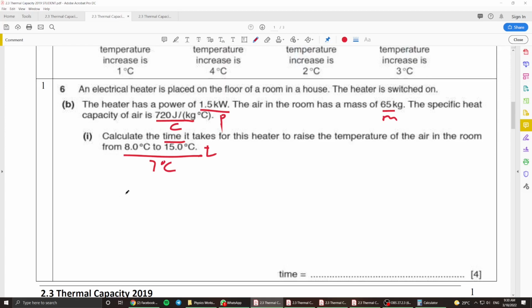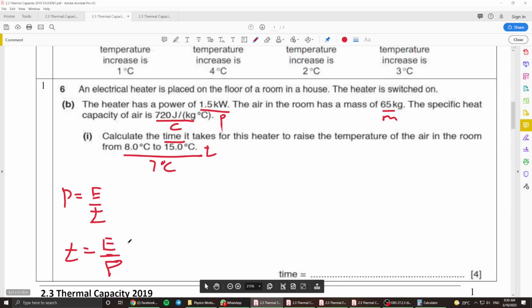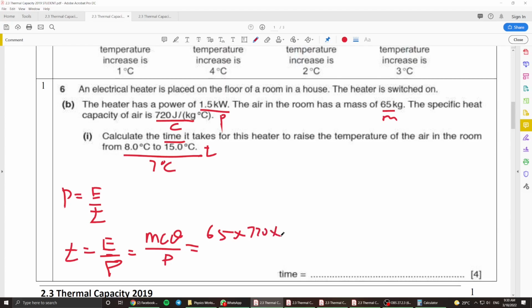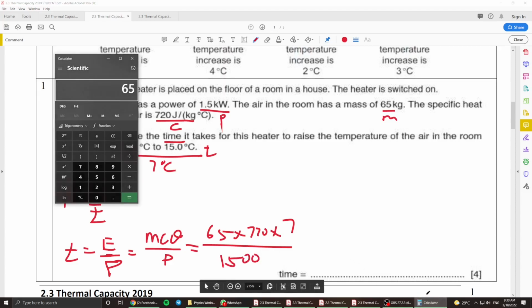Okay, so from here, power is equal to energy over time, right? In this case, time is equal to energy over power. And the energy is going to be mcθ, over power. So it will be 65 multiplied by 720 multiplied by 7, the change in temperature, divided by the power of 1500. Press everything into the calculator again.